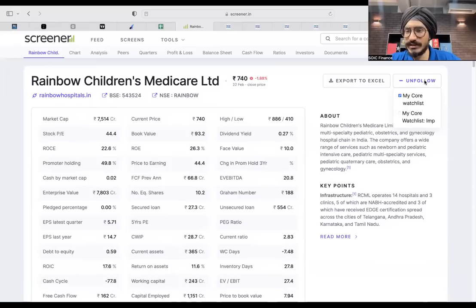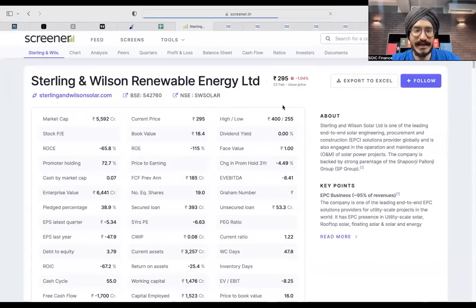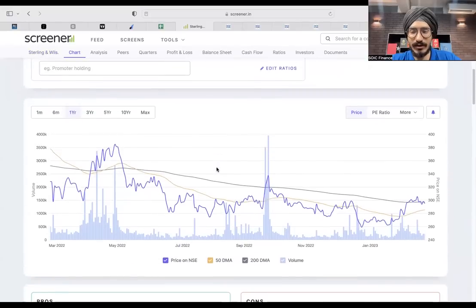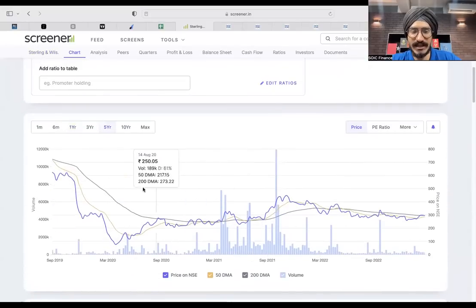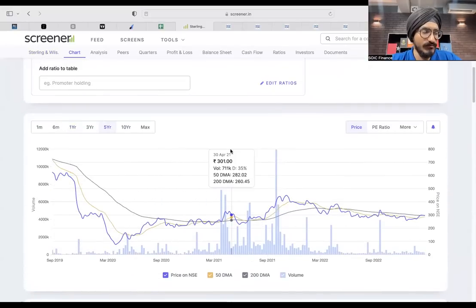Right. So other questions. Sterling and Wilson have missed their guidance so many times that I've even lost track. Sometimes they say it will happen this way, that way. This is one of the companies which came out with an IPO and they took the funds and then gave them off as loans to subsidiaries.